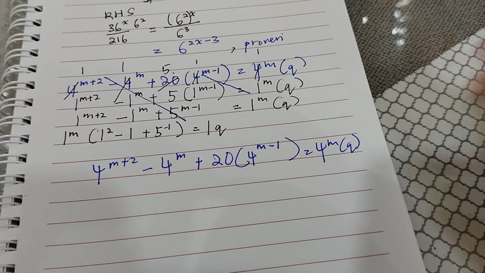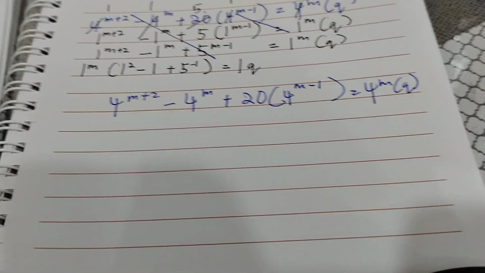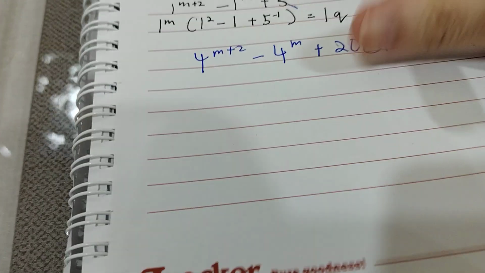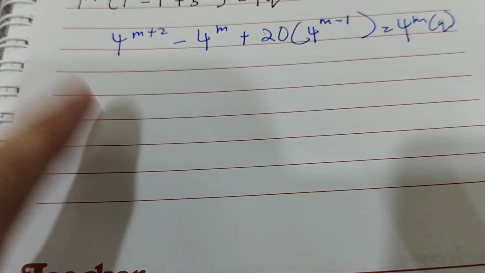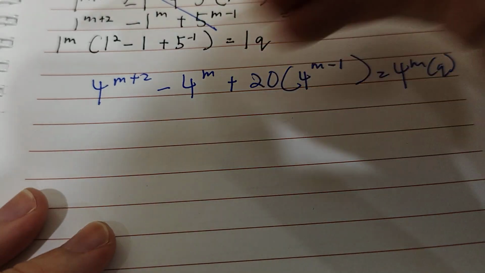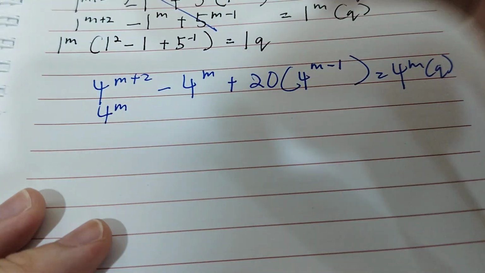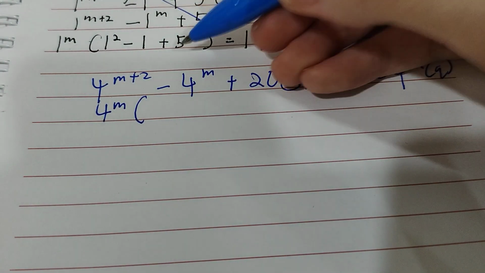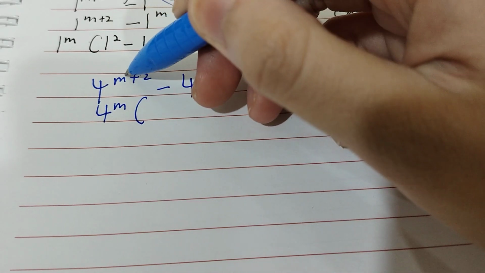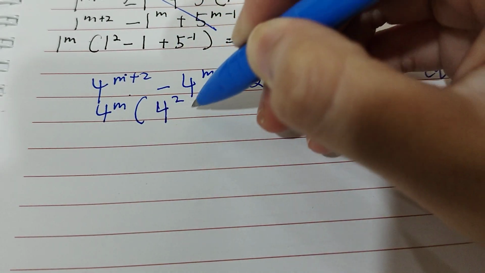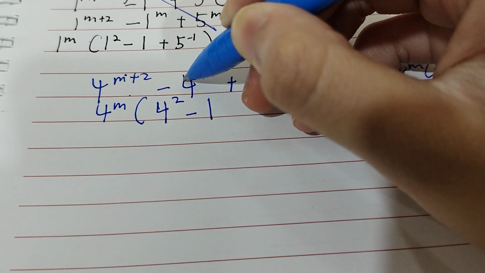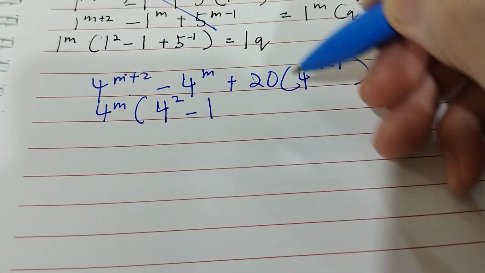Okay, you can't see the question. There you go. Now, what I think, instead of dividing, we can actually take the 4 power m out of it, because we can factorize everything, since they all share 4 power m. So I'm going to take 4 power m outside, and we're going to be left with whatever is left. So this is 4 power m times 4 squared, and minus 1, because this 1 times 4 power m will give you 4 power m.